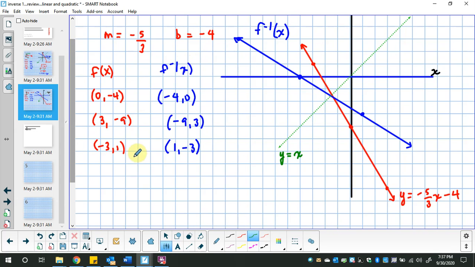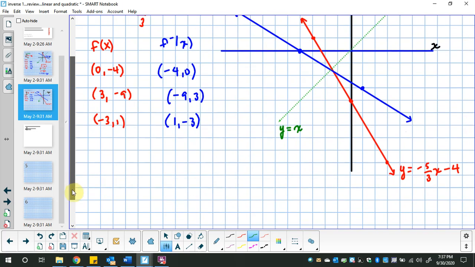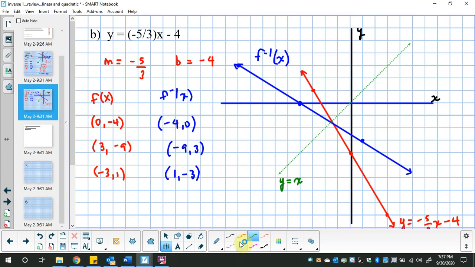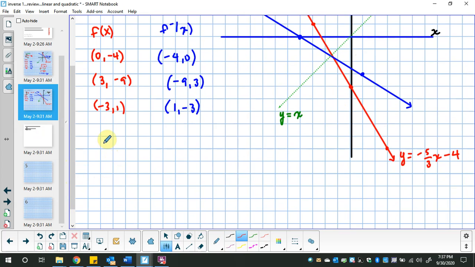So now I'm going to find the equation of the inverse. So the steps again are switch the x's and y's, solve for y. So the first thing I'm going to do is write down the original equation again. Then I'm going to switch the x's. Oh, that's bad. You can't make them disappear. I'm going to switch the x's and y's.